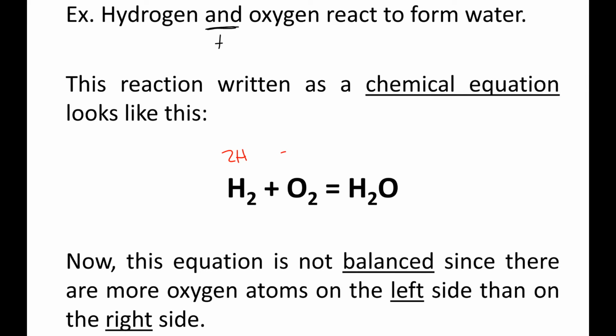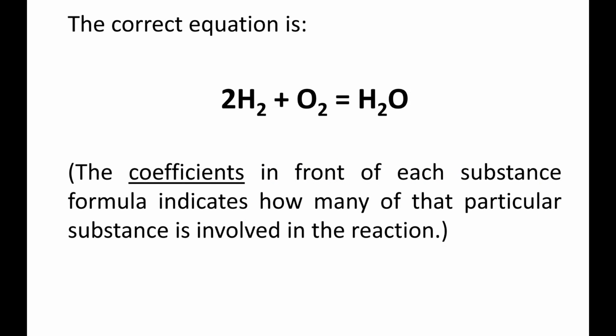If you look here, we've got 2 H's and 2 O's on the left. We have 2 H's here, but only 1 O here. So it is not balanced. The correct equation, or the balanced equation, looks like this: 2H2, so now we have 4 H's, plus O2, giving us 2 O's, which yields 2H2O. There's supposed to be a 2 there; that was a typo.